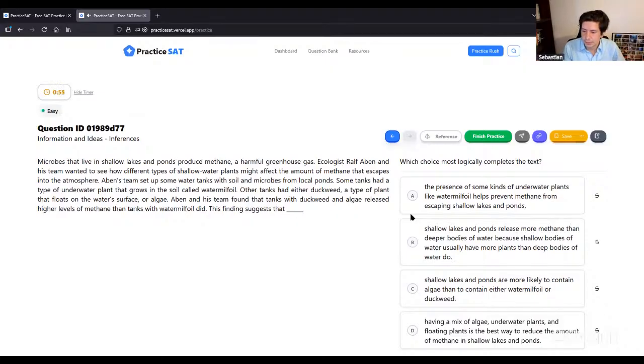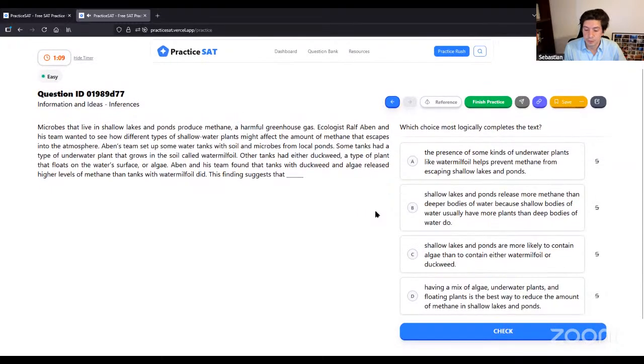Shallow lakes and ponds release more methane than deeper bodies of water because shallow bodies of water usually have more plants than deep bodies of water do. Shallow lakes and ponds are more likely to contain algae than to contain either water milfoil or duckweed. Having a mix of algae, underwater plants, and floating plants is the best way to reduce the amount of methane in shallow lakes and ponds. Okay, let's see.